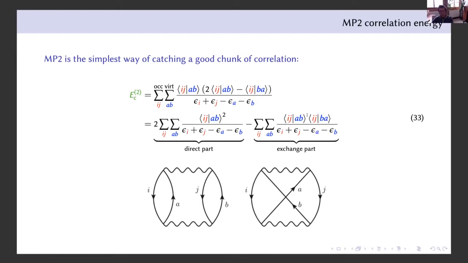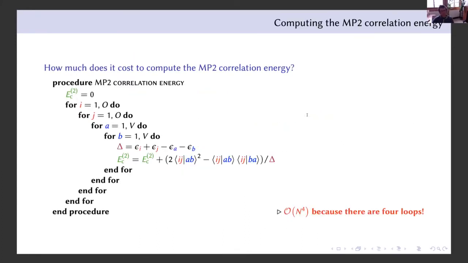And so you're going to tell me, oh, it's easy. There are 4 sums. It's going to cost n to the 4, because I'm going to do 4 loops, and that's it. And I'm going to tell you, yes, you're right. But there is one step that you forgot.